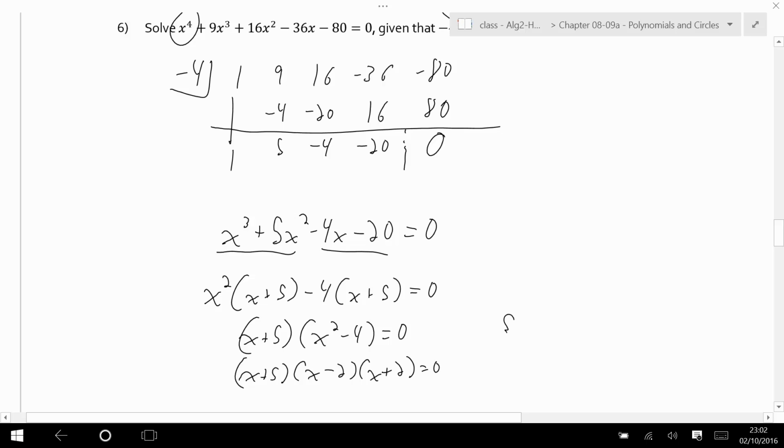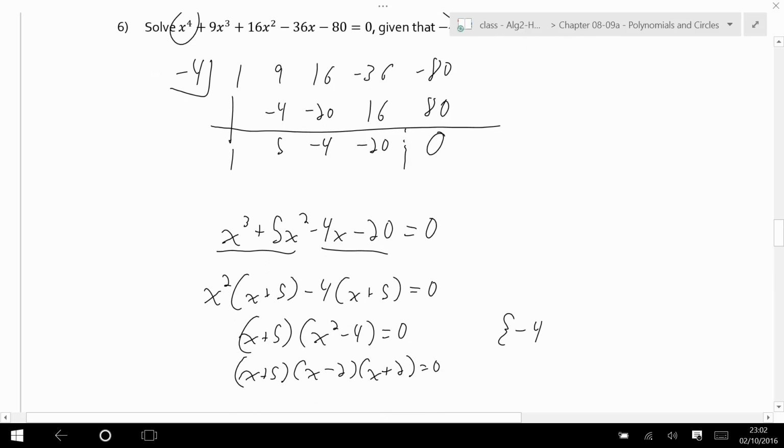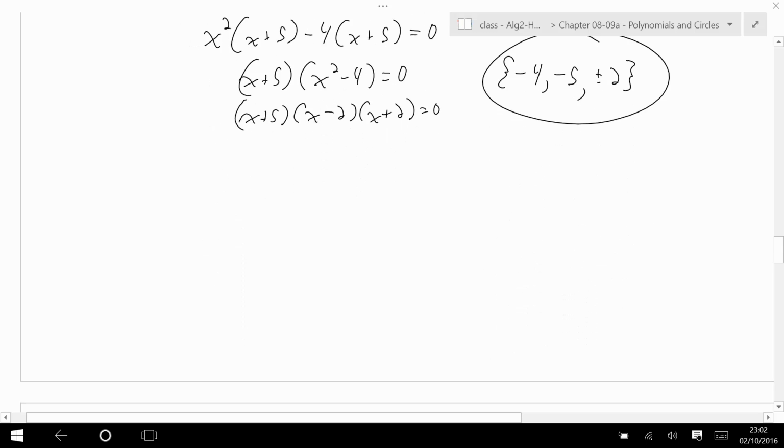So taking all these different possibilities, I'm going to state the original one first, negative 4, but then from this one, negative 5, and then these two I can say plus or minus 2. And those are all the solutions of this thing. And there are 4 solutions for a 4th degree polynomial.